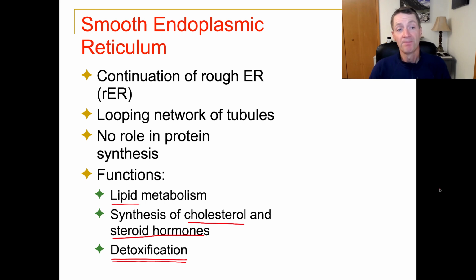And actually, if you look at someone's liver that's been taking in too much fat or too much alcohol, their liver will be much bigger because it's just responding to the needs and the demands placed on it.